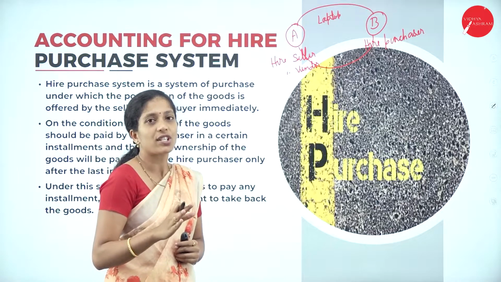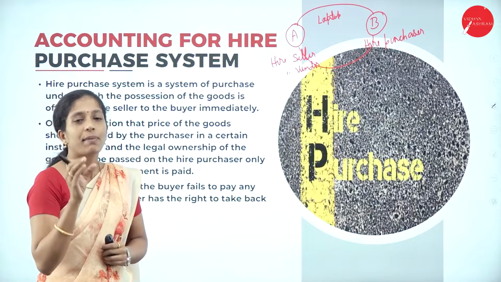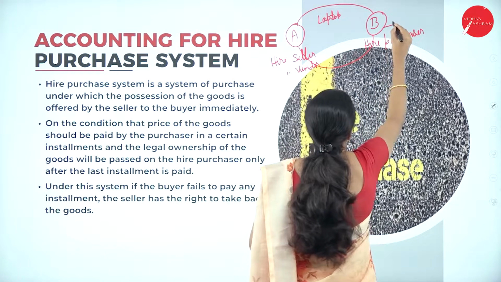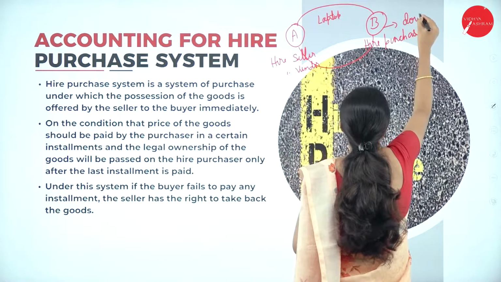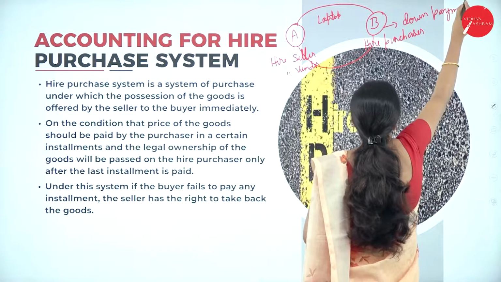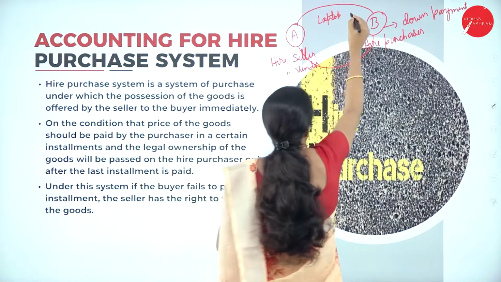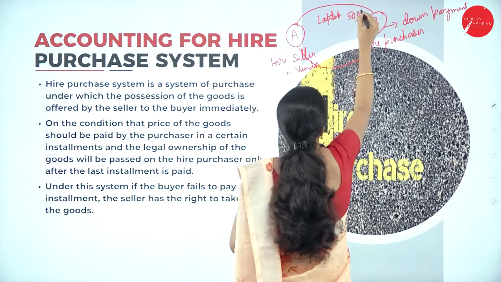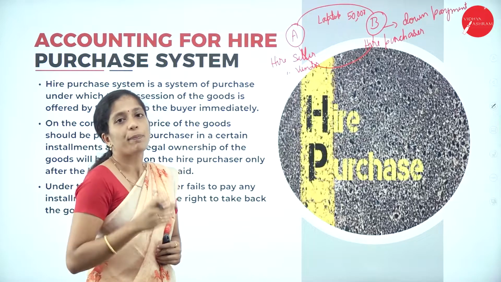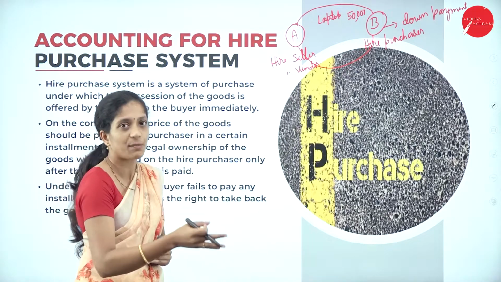So B makes the payment. He will not make full payment. So under hire purchase system, the payment is not made in full. So he will make some payment which is known as down payment. So the payment which is made by B is known as down payment. For example, the value of laptop is 50,000. So it is transferred to B, and B will not pay the full amount on the date the goods or the asset has been transferred.